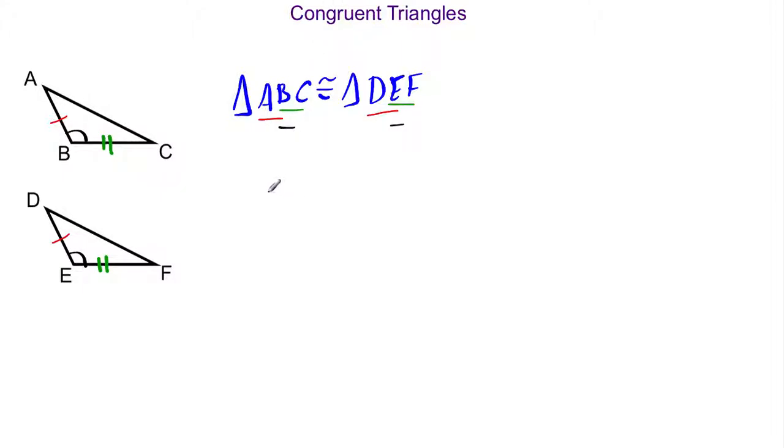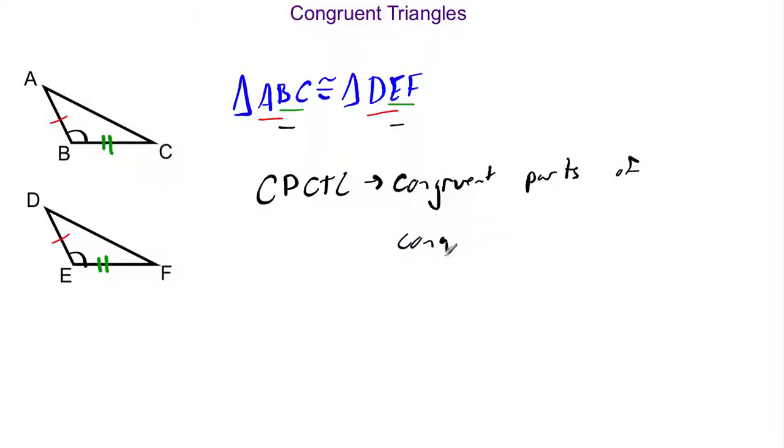Also, we have this concept called CPCTC, meaning congruent, sorry, not congruent parts. I messed that up. Corresponding parts of congruent triangles are congruent.